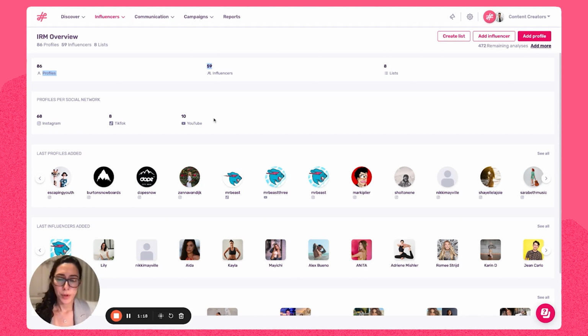Now, there are more profiles because it's common these days for one influencer to have multiple social media accounts. Maybe, for example, an influencer posts long-form content on YouTube, short reels on TikTok, and then carousels and short videos on Instagram. For this reason, it's helpful to have one influencer page where you can associate multiple social media profiles and see all of their relevant KPIs in just one place.